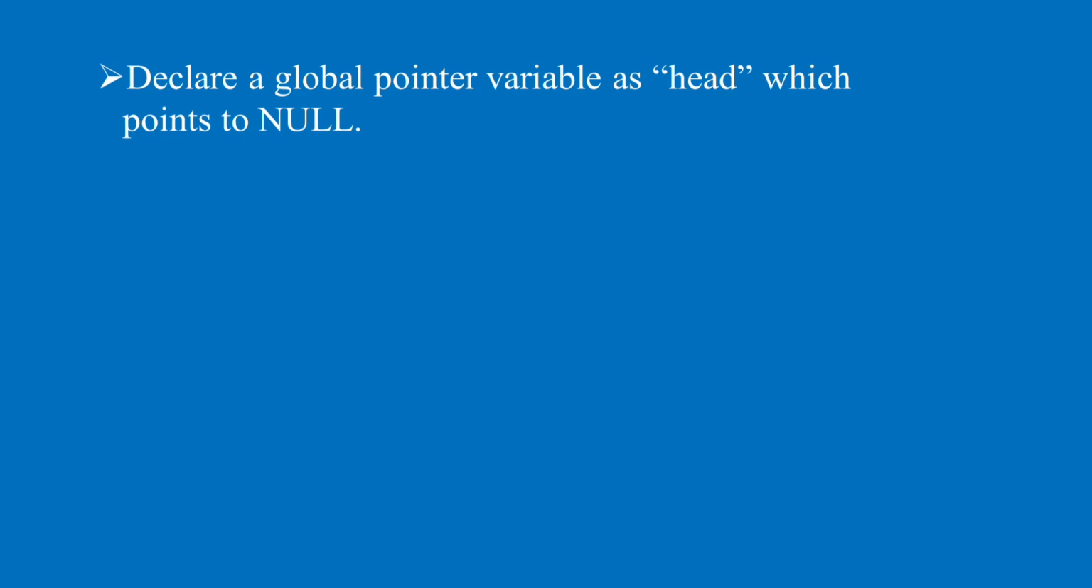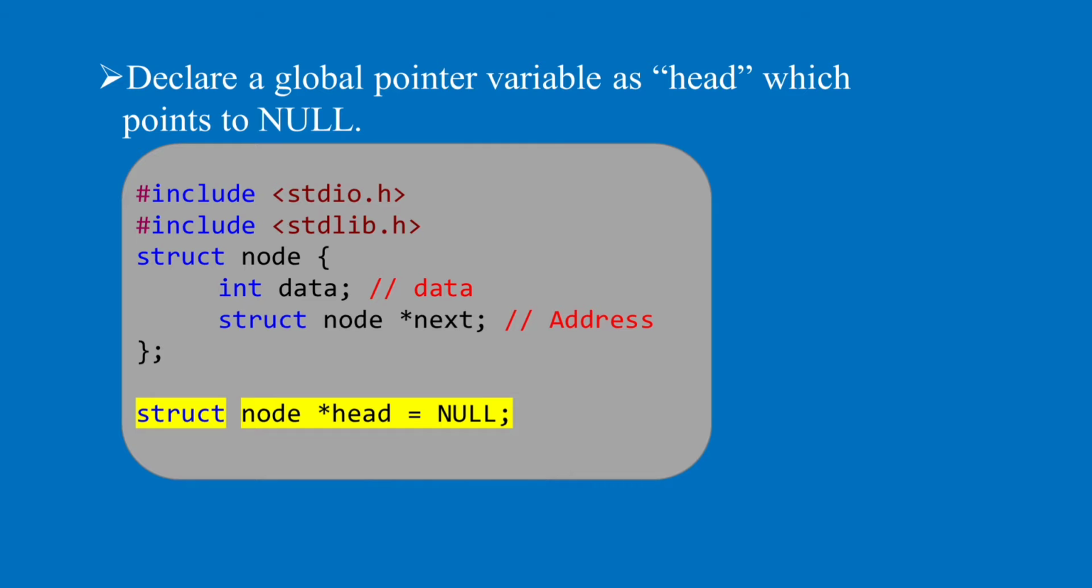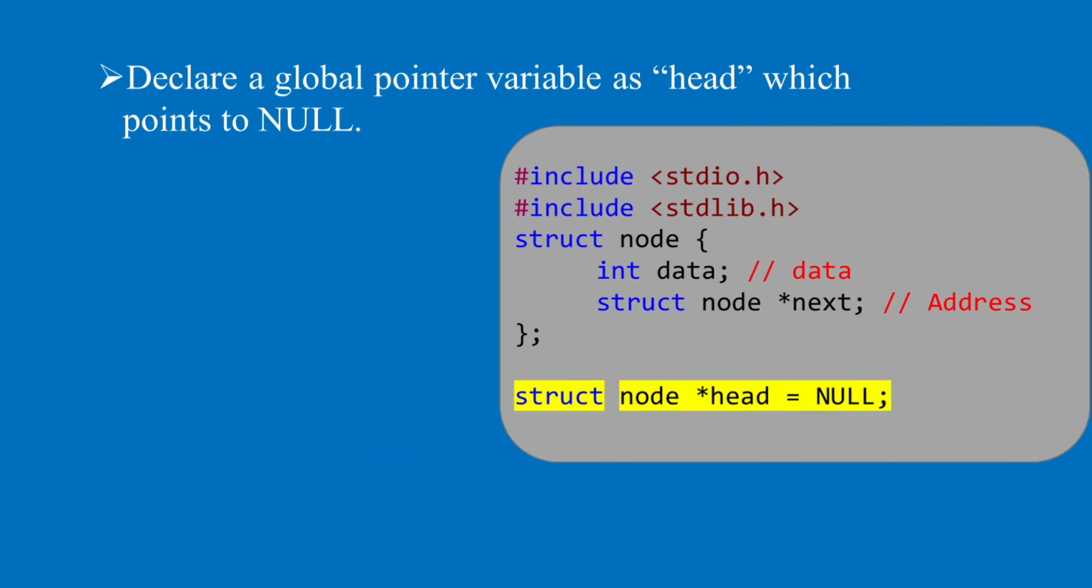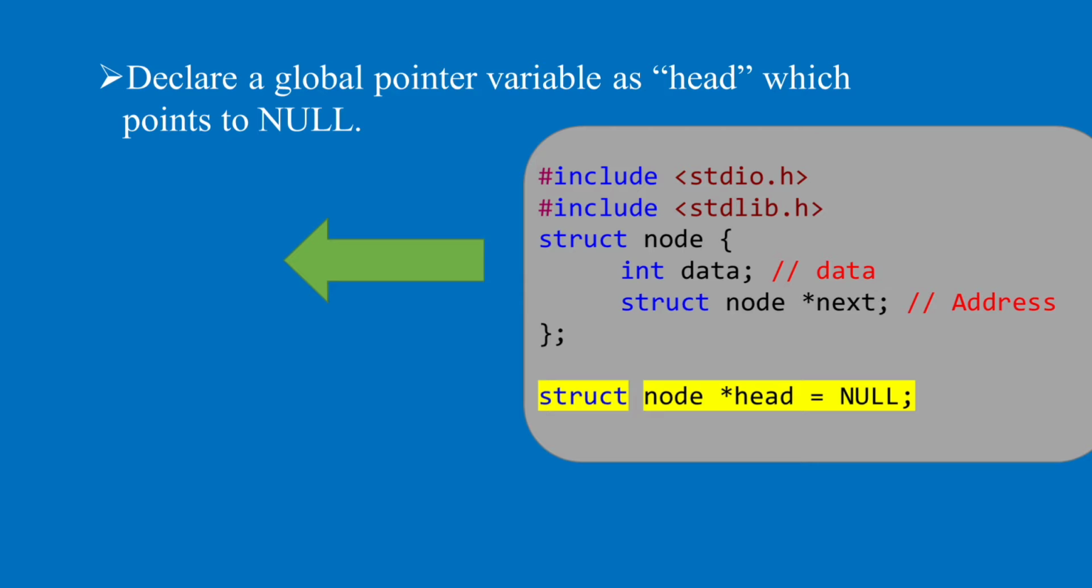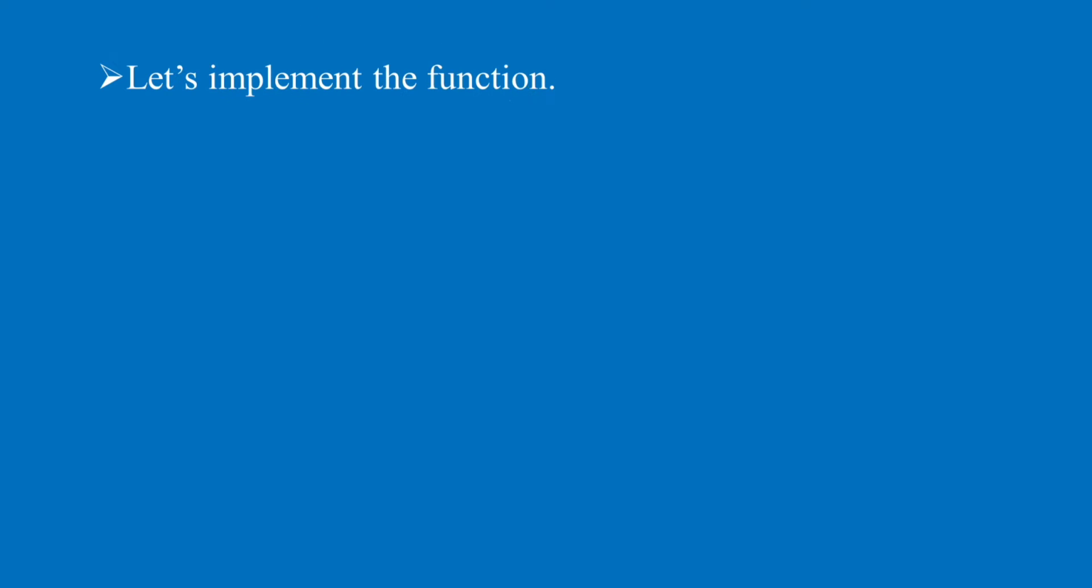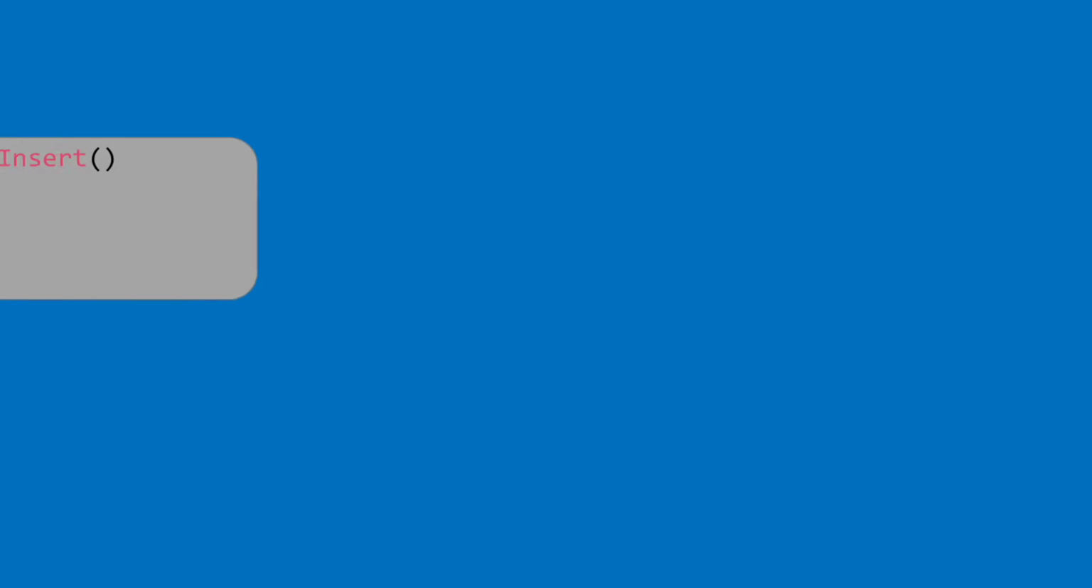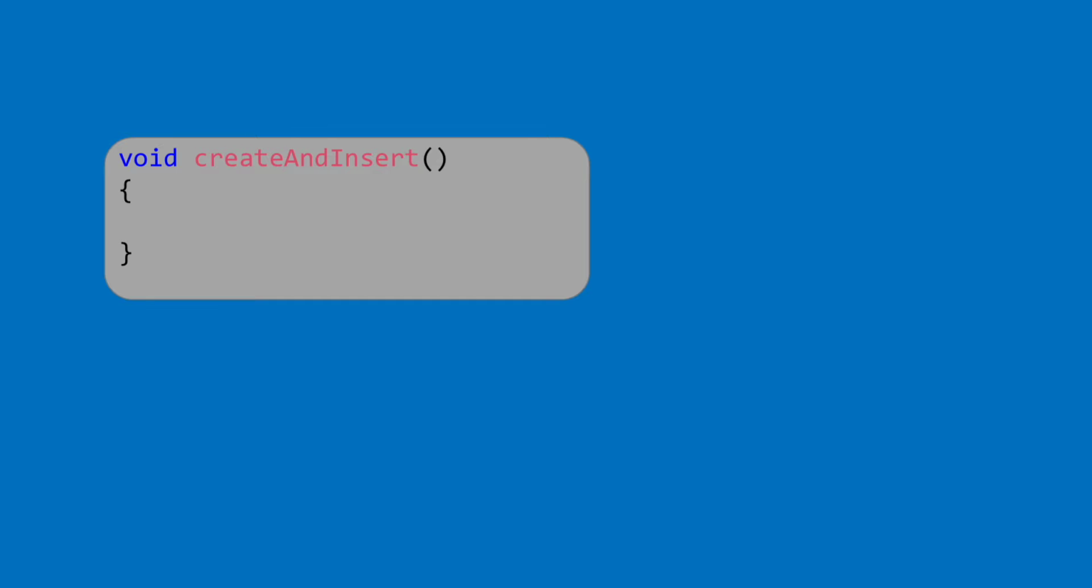Define the node structure globally. Declare a global pointer variable as head, which points to null. The scope of this head pointer is till the end of the program. This head pointer can be graphically represented like this. Let's implement the function. Assume the prototype is like void create_and_insert.